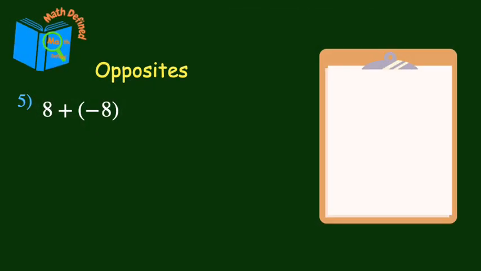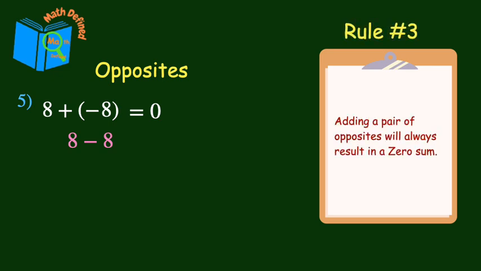Now let's look at what happens when you add a pair of opposites, or the positive and negative value of the same integer, like we have here in problem number 5. Remember, since the signs are different, we subtract the absolute values, and 8 minus 8 is 0. This leads us to our last rule, rule number 3. Adding a pair of opposites will always result in a zero sum. This rule is so obvious that you might wonder why we even talk about it, and give it a special property name called the additive inverse property.